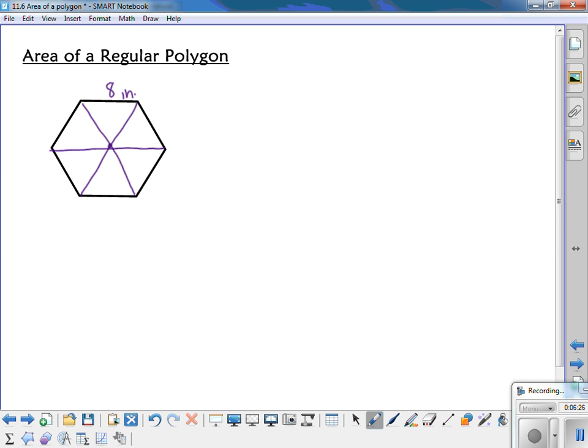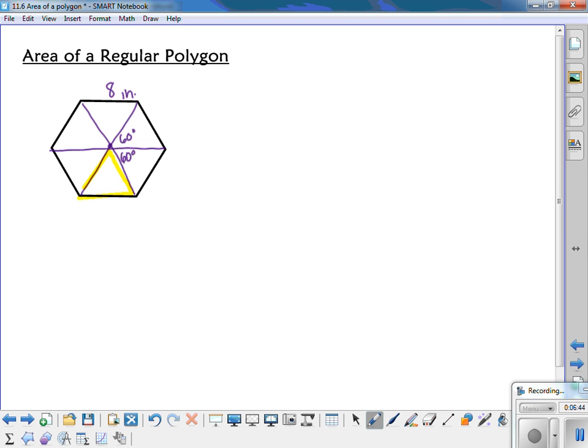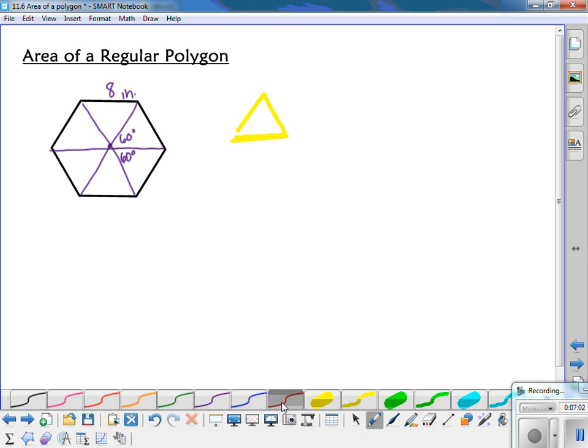So I know that a central angle is going to be 60 degrees, because 360 divided by 6 is 60 degrees. So that's going to be true for all of them. Now, if I could just find the area of one of these triangles, say I'll find the area of this bottom triangle. If I can find the area of that triangle, then I can find the area of the hexagon simply by multiplying by how many triangles there are, in this case 6. So I'm going to go ahead and take this triangle over here and draw it.